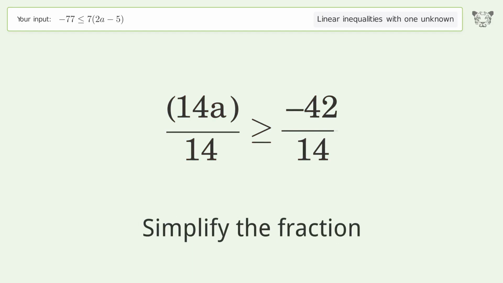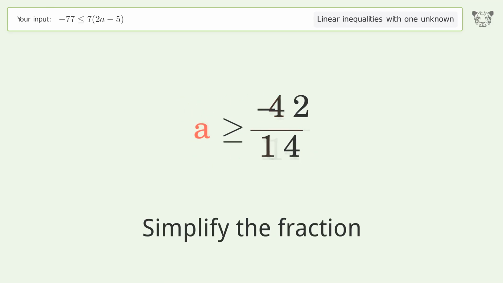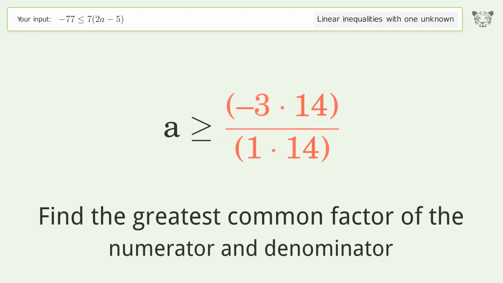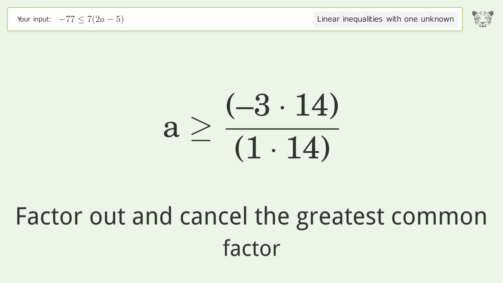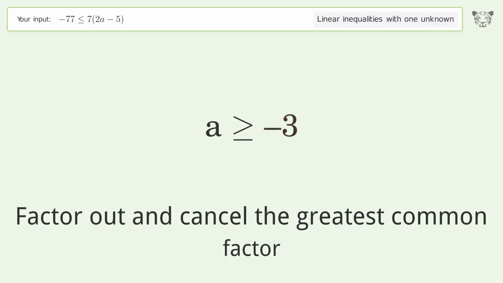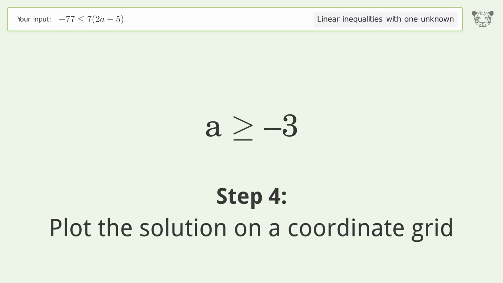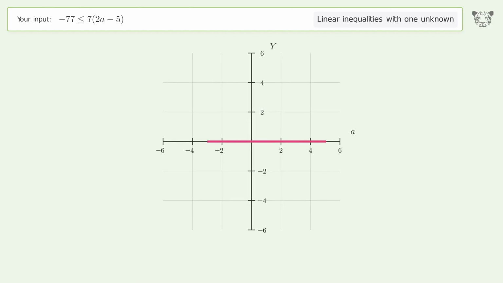Simplify the fraction. Find the greatest common factor of the numerator and denominator. Factor out and cancel the greatest common factor. Plot the solution on a coordinate grid. And so the final result is a ≥ -3.